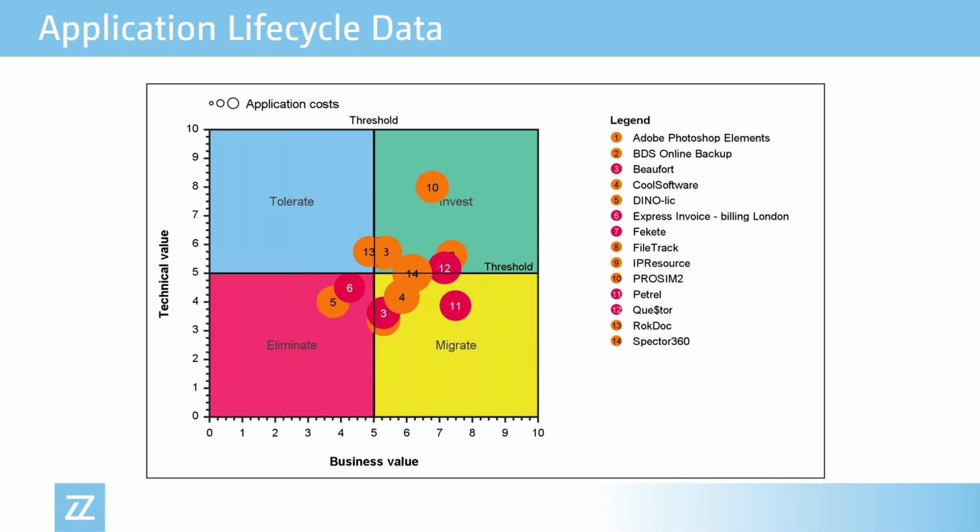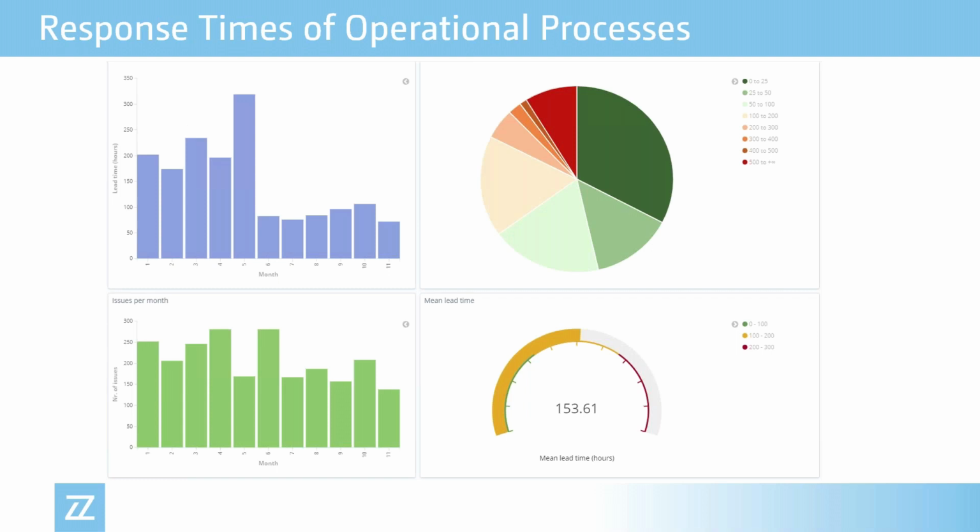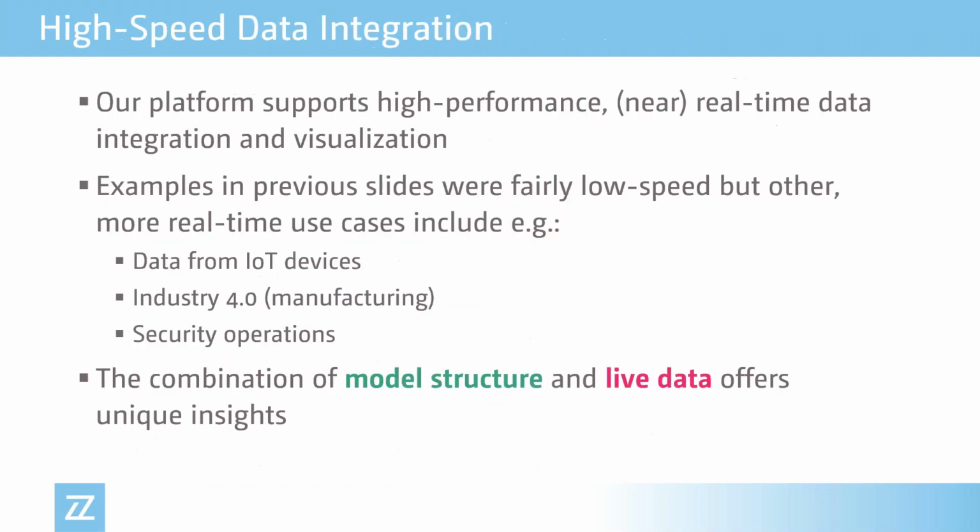You can also add all kinds of other operational data. This is, well, just an example from our portal solution. Response times of operational processes and how that works out. And this is actually also about incident management and lead time to solve some issues. Different charts that you can use operationally. What you need for this is really something that supports high performance data integration. It's not just static data that's refreshed once in a while.